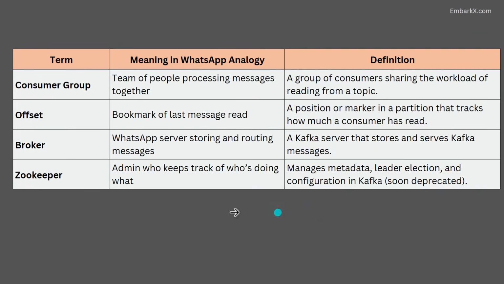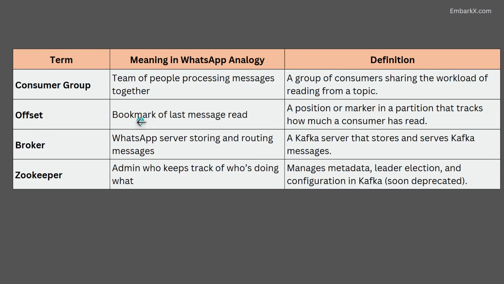Now talking about consumer groups. A consumer group is nothing but a team of people processing messages together in WhatsApp. But in case of Kafka, it's a group of consumers sharing the workload of reading from a particular topic, because that topic might get lots of messages per second. So to process them faster, you will deploy more consumers within a group and assign them to a particular topic, and internally they'll be assigned different partitions, right?